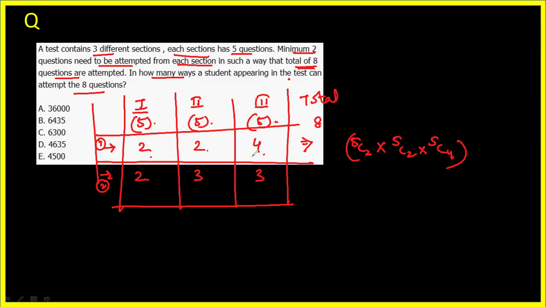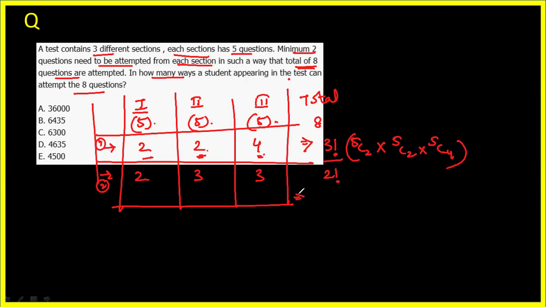Now, these 3 objects, right? Within this case, the 4 could be here. From section 3, you could attempt 2 questions, and that student could attempt 4 from section 2. So these 3 objects can rearrange within themselves in how many ways? In 3 factorial ways, right? And there is a repetition. 2 is coming 2 times. So whatever comes more than once, you have to divide by that factorial. So that would be the answer, 3 factorial upon 2 factorial times 5C2 into 5C2 into 5C4. That will be the number of ways in which the student can attempt 8 questions for case number 1.